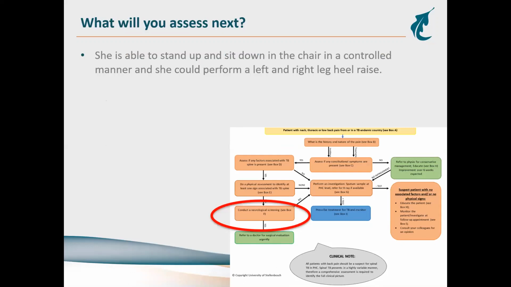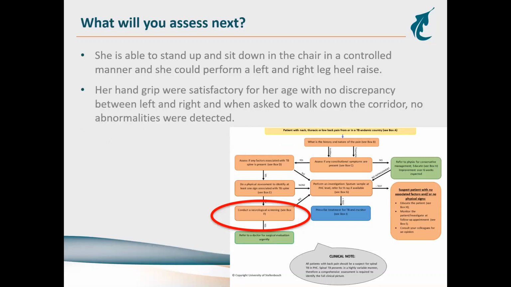So she is able to stand up and sit down in the chair in a controlled manner, and she could perform a left and right heel raise. Her hand grips were satisfactory for her age, with no discrepancy between left and right, and when she was asked to walk down the corridor, no abnormalities were detected. So where would she go next in this algorithm?